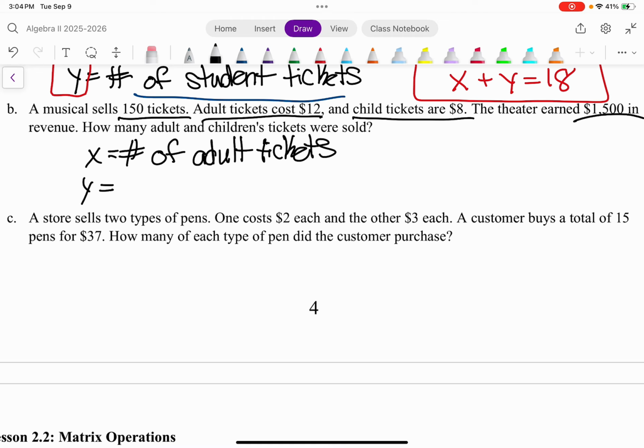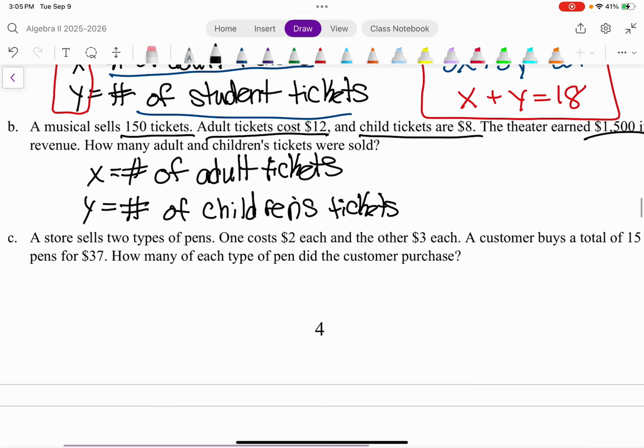And this part is graded. So if you don't write what your variables mean, you will lose some points. And if you know what you're doing, you want to make sure you write this down so you can get full credit. Okay, so X is the number of adult tickets and Y is the number of children's tickets.